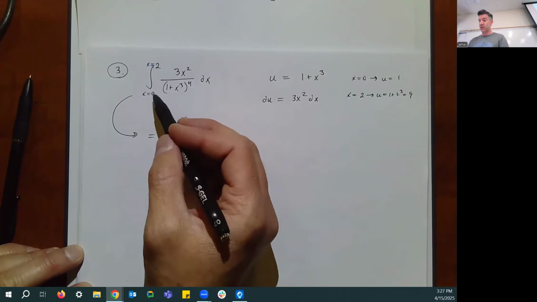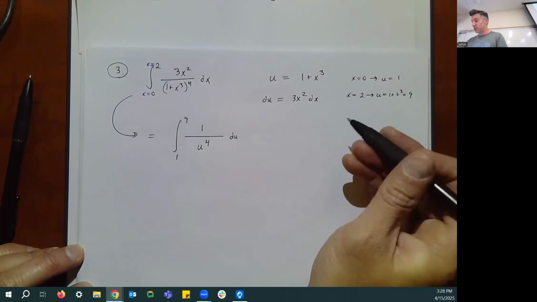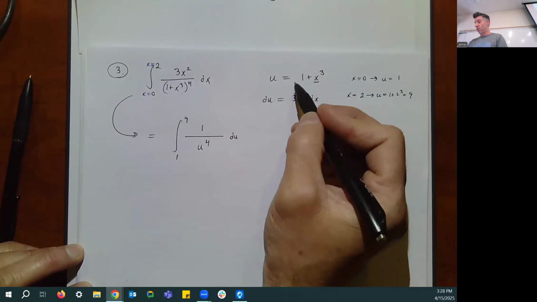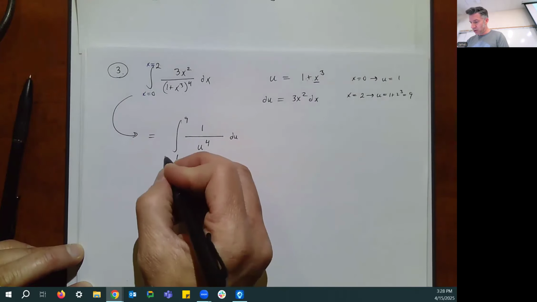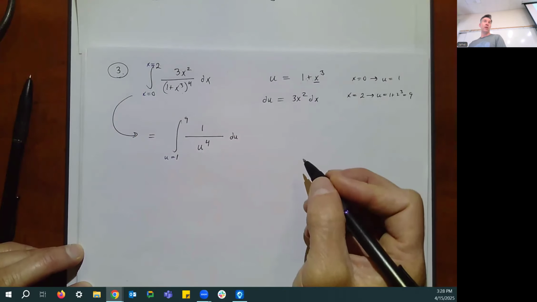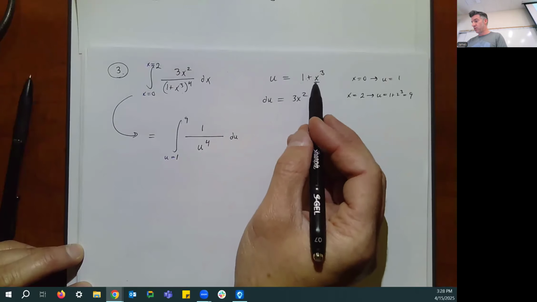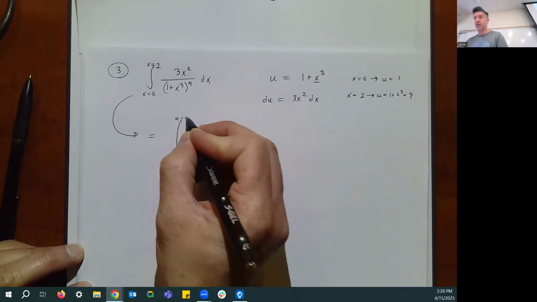But it's not between u equals 0 and u equals 2. It's between x equals 0 and x equals 2, which corresponds to, again, if x equals 0, I'm plugging the 0 in for x right there, and u ends up being 1 plus 0 cubed. So if x equals 0, that corresponds to u equal to 1 in the lower limit. And similarly, if x equals 2, I get 1 plus 2 to the third, which is 1 plus 8, which is 9. That's my upper u limit.